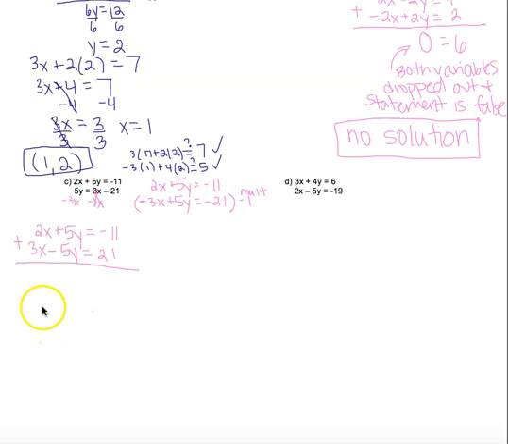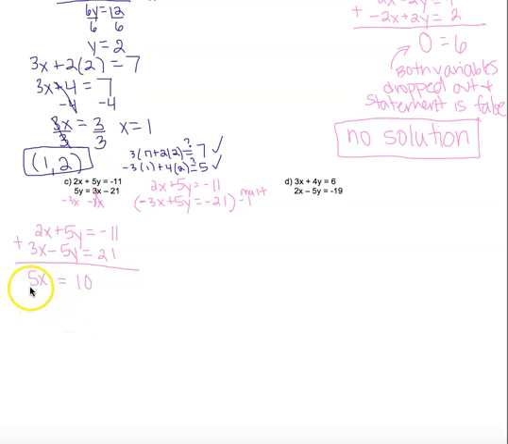All right, let's check and correct. So 2x plus 3x should give you 5x there. 5y plus negative 5y gives me 0, so those are eliminated. Negative 11 plus 21 gives me 10. So 5x equals 10 should be your answer to that question.